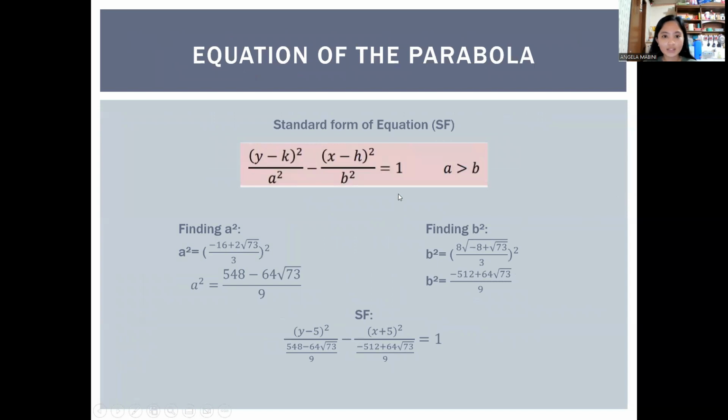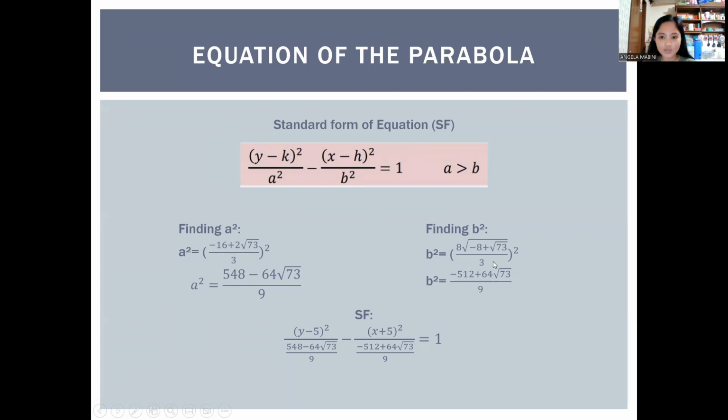So ngayon na nakuha na natin yung a square, si b square, and si a, si b, at saka si h and k, pwede na natin ngayon mahanap yung standard form ng equation by substituting yung nakuha nating value dito sa equation na to. And then, para makuha natin yung value ng a square, e squared lang natin yung nakuha nating a, which is negative 16 plus 2 square root of 73 all over 3. And ang makukuha nating value ng a square is equals to 548 minus 64 square root of 73 all over 9.